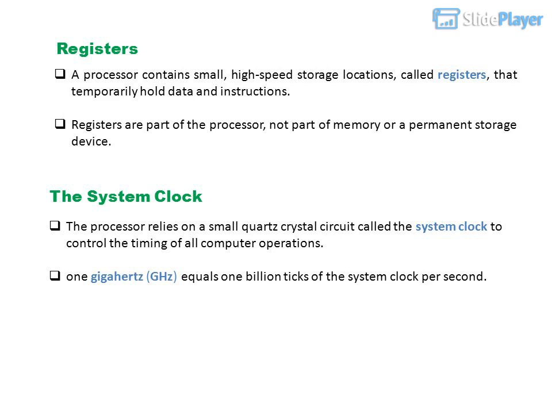The system clock. The processor relies on a small quartz crystal circuit called the system clock to control the timing of all computer operations. 1 GHz equals 1 billion ticks of the system clock per second.